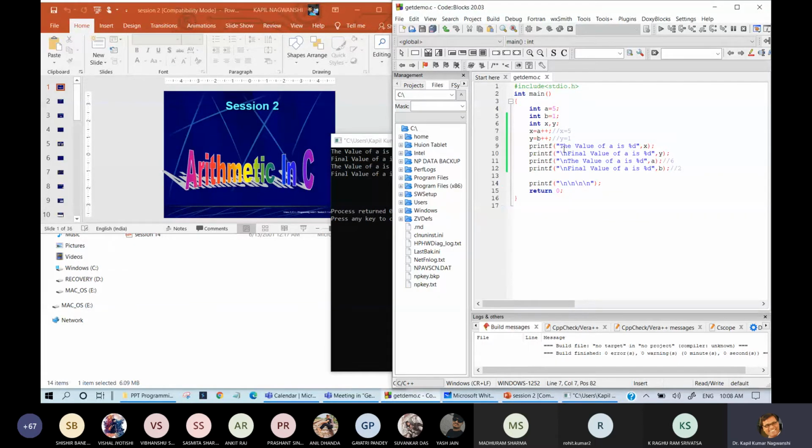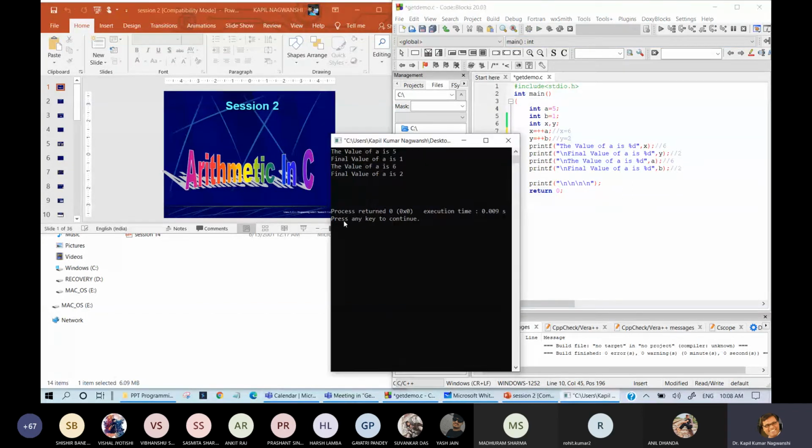Okay, now let us see if I am writing plus plus a. If I am writing plus plus a and also plus plus b, then you can see that the value of x will be 6 and the value of y will be 2. Similarly here also 6 and 2 will come, here also 6 and 2 will come. So let us run this program once again.